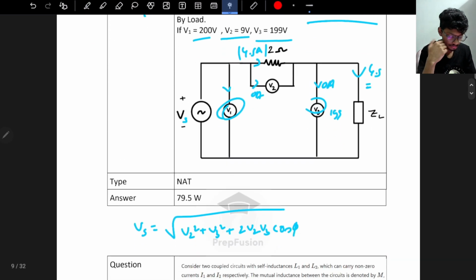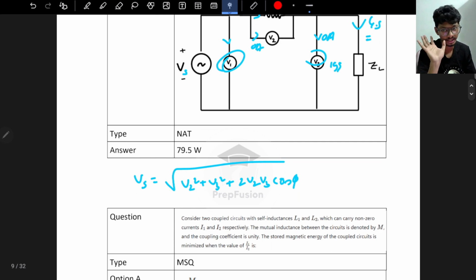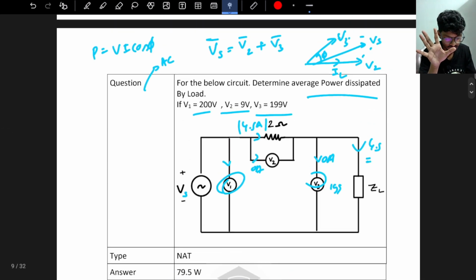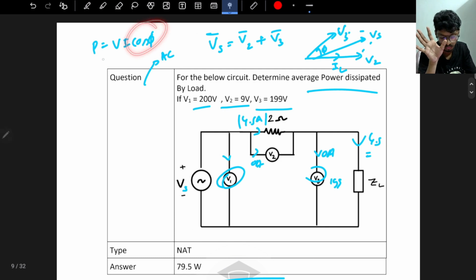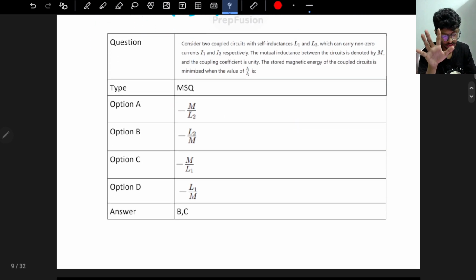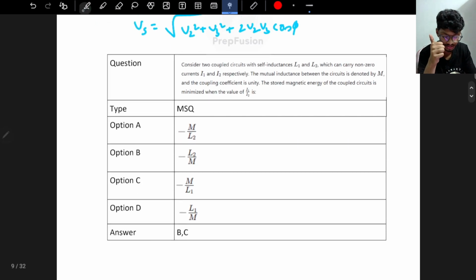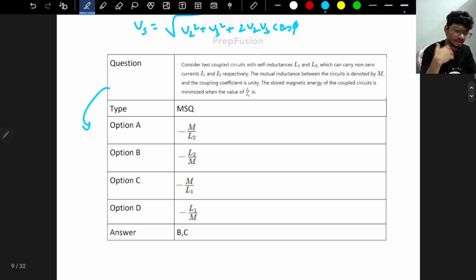Now from here I am expecting you can do it, it is not that difficult. From here you will find some value of cos phi, and once you find cos phi, you put the magnitude of V, that is 199, you put I, that is 4.5, and you put cos phi, and you will get your answer. This is how you solve this question. This was a good question. Network, I will say, came towards the moderate side only.